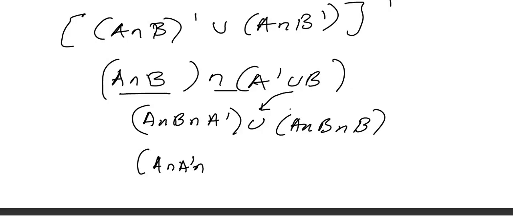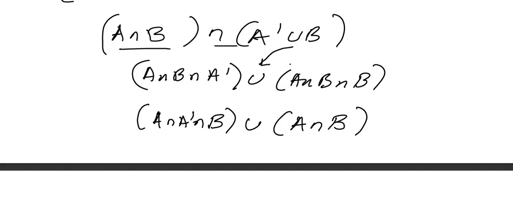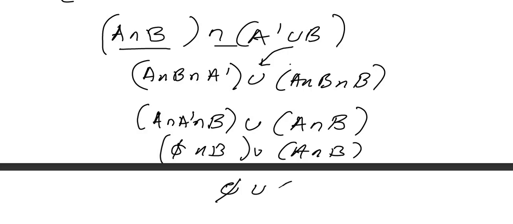The operation is the same throughout, so we can just rearrange them to bring similar or rather like terms near each other for them to deal with each other. So A intersection A complement is an empty set intersecting B. This is union A intersection B. Then this is going to give us what? An empty set union A intersection B. This will just give us A intersection B.